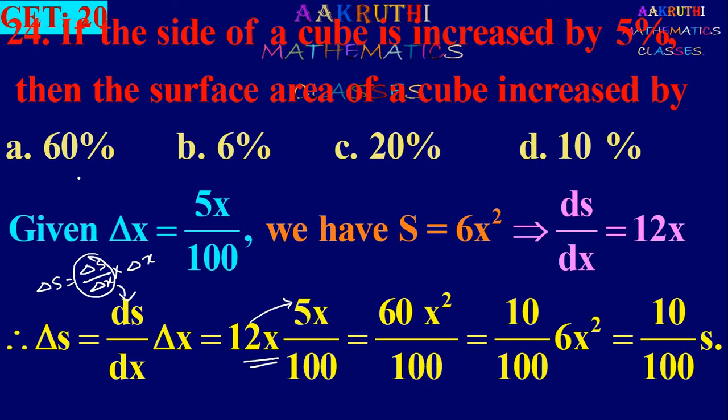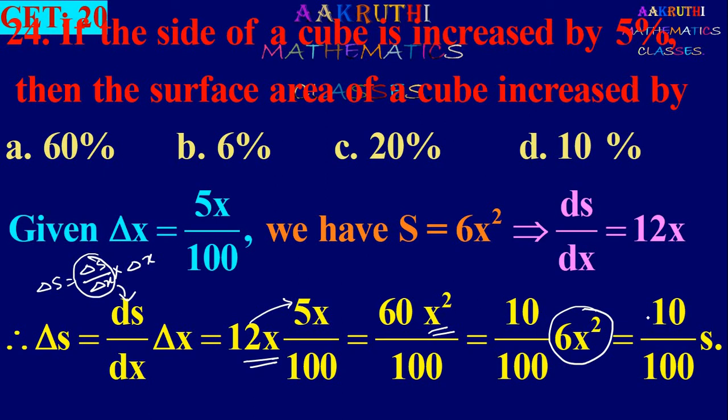But in the options it is given 60%, 6%, 20% and 10%. So these options are actually wrong. Here it is not 60%. It should be 60% of x square, that is 60% of side square. Or we can write 60x square as 10 into 6x square divided by 100. So we get 10 by 100 of 6x square, and here 6x square is the same as surface area. Therefore we can write 10 by 100 of S.